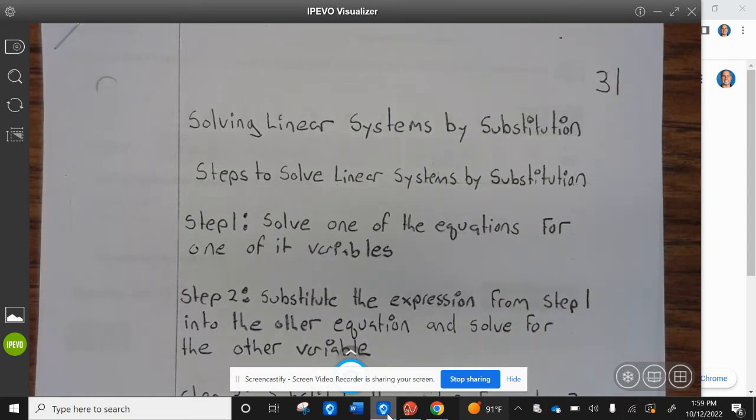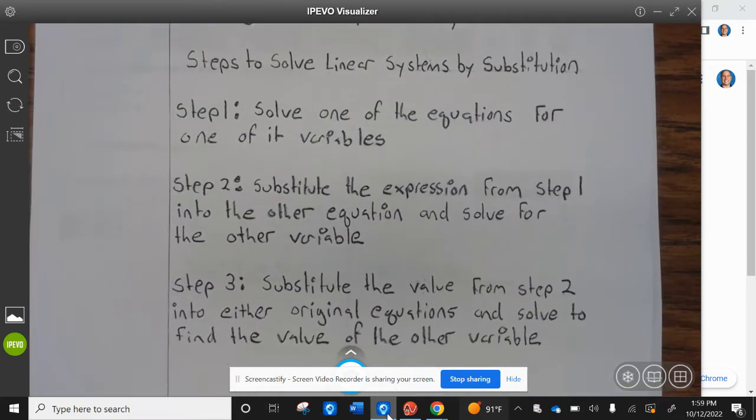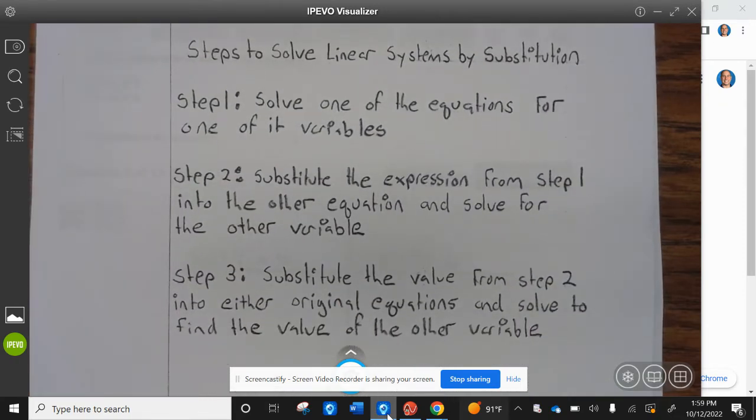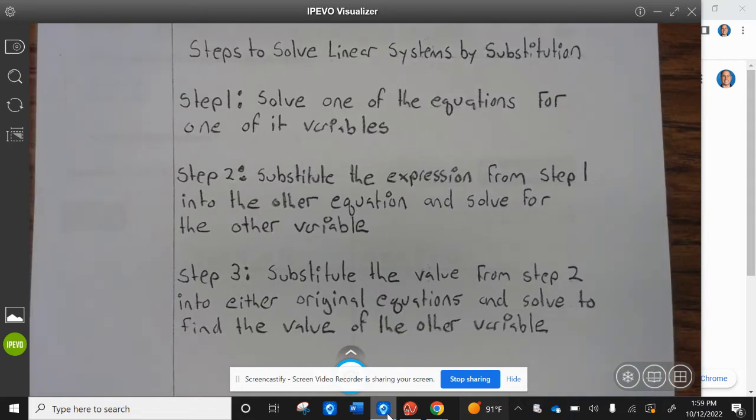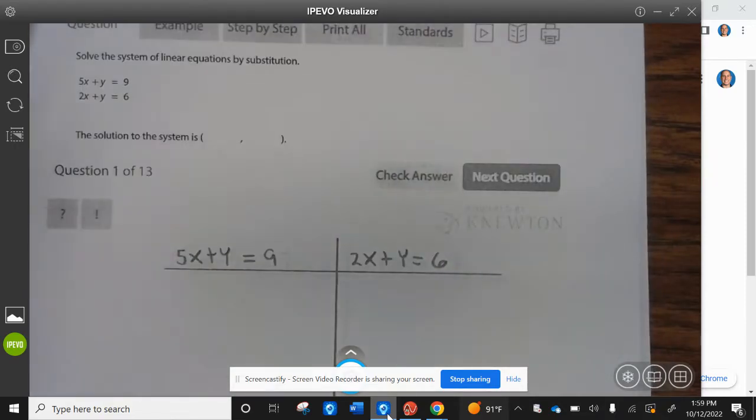Steps to solve linear systems by substitution. Step 1, solve one of the equations for one of its variables. Step 2, substitute the expression from step 1 into the other equation and solve for the other variable. Step 3, substitute the value from step 2 into either original equation and solve to find the value of the other variable. All right, let's take a look at the first example.